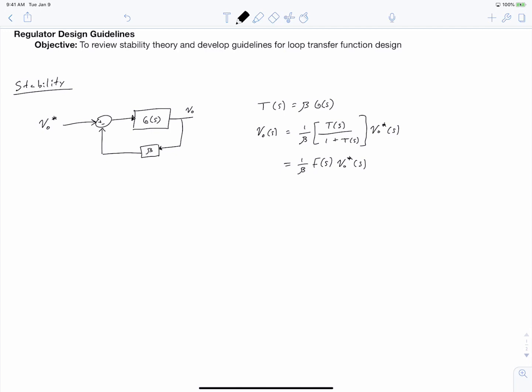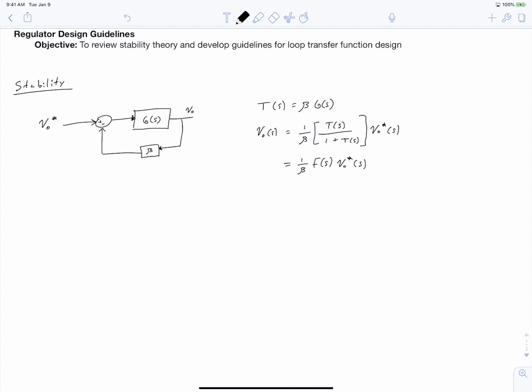This should all be review. If this looks new or foreign to you, I'd like you to pause the video, take a step back, look at your notes from last time, and catch up to this point. Because in order to understand the following material in this video, you should be up to speed and at this level, and this should be very familiar.